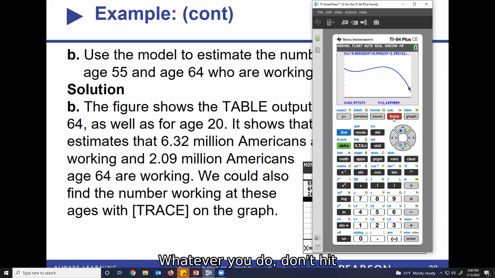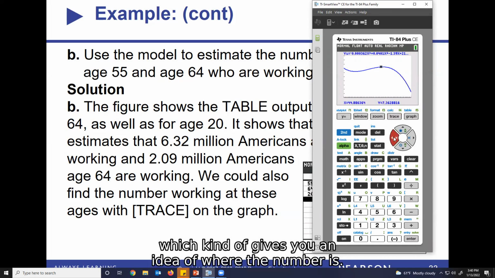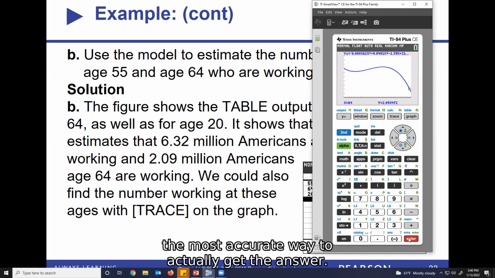Whatever you do, don't hit just the trace button, because you'll notice here that this is not exactly 64 and the answer becomes a little bit different. So yeah, you can do the trace button, which kind of gives you an idea of where the number is, but second trace number 1 is going to give you the most accurate way to actually get the answer. And it really makes a bit of a difference there.